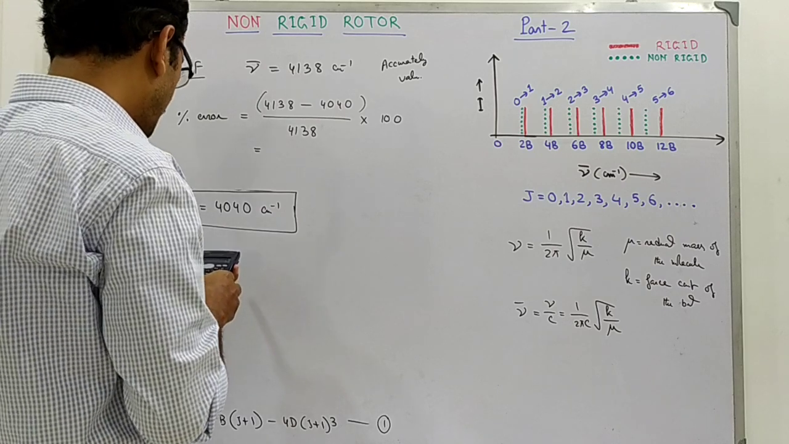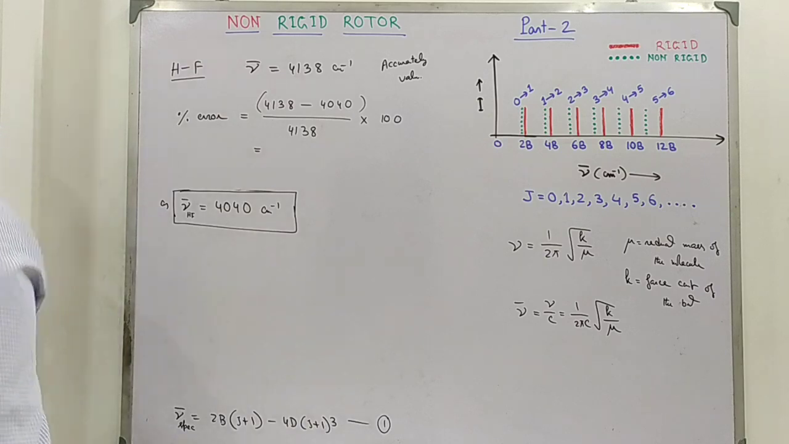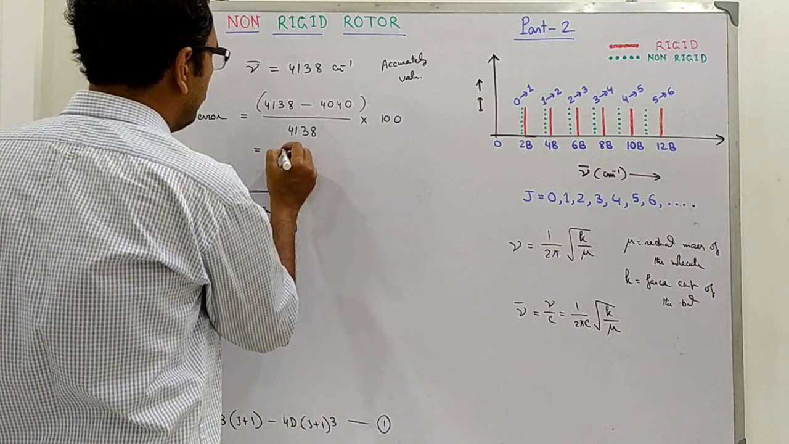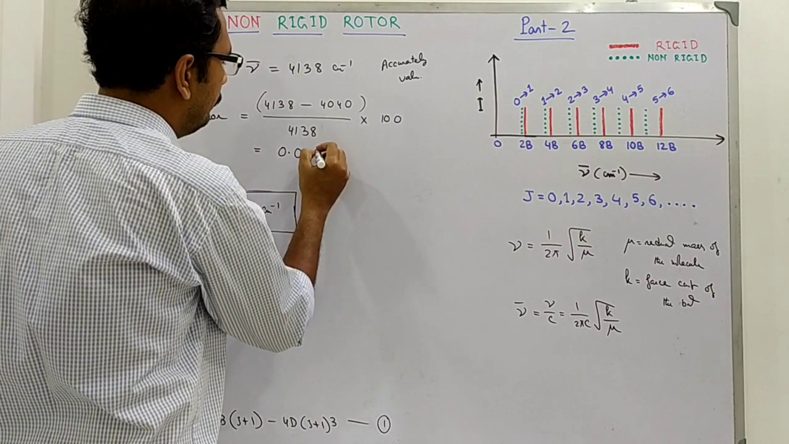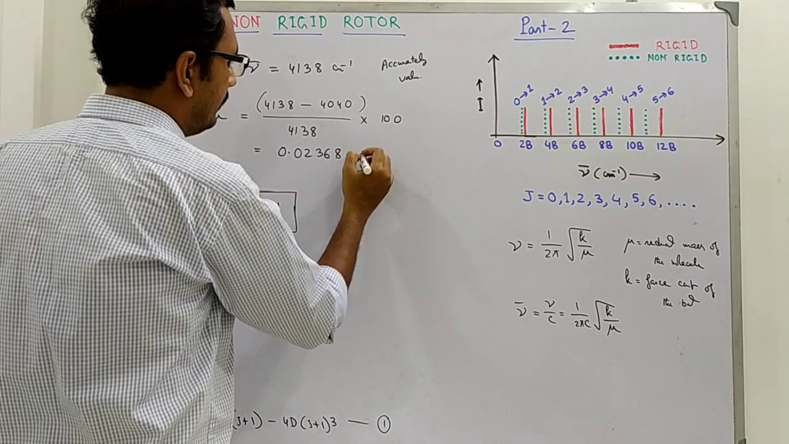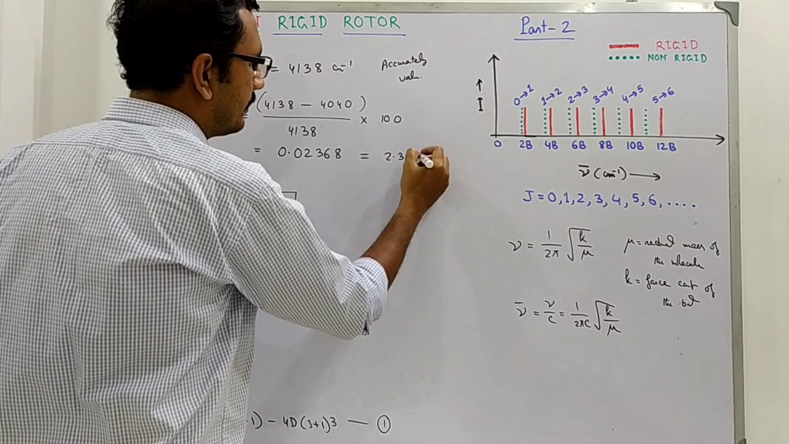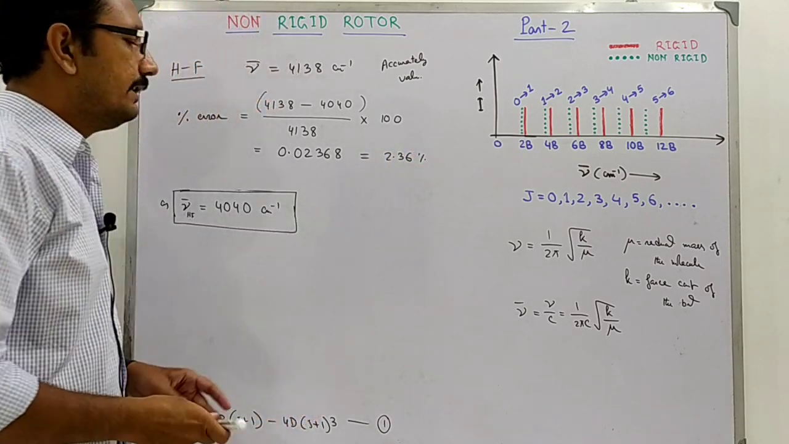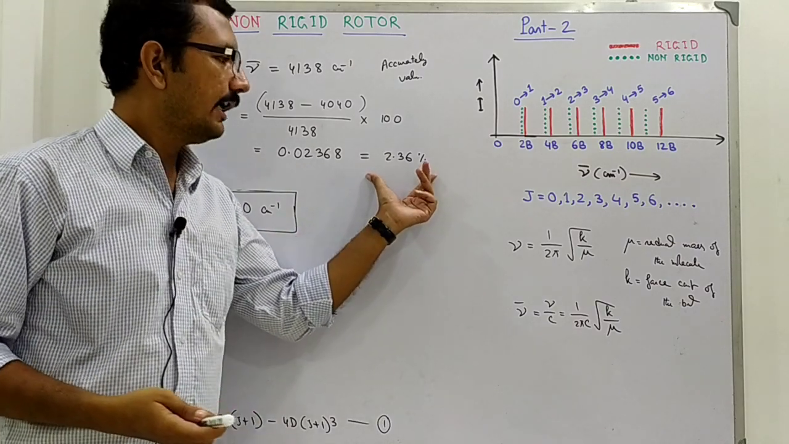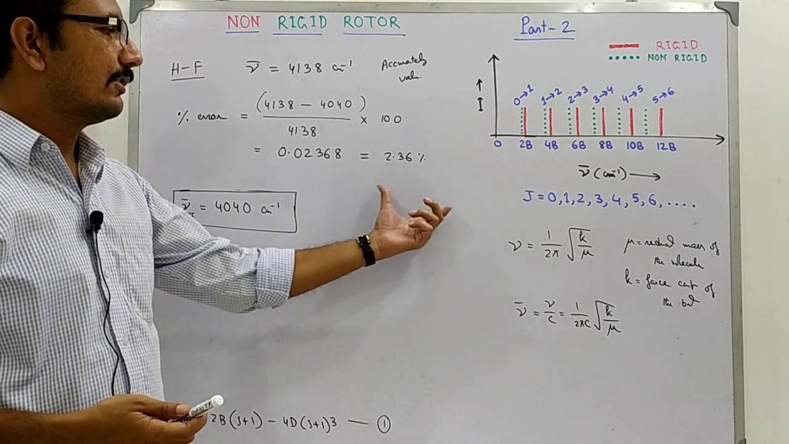So, it is 0.02368, that is equal to 2.36%. So, a negligible amount of error has crept into our study. It is only 2.36% error.